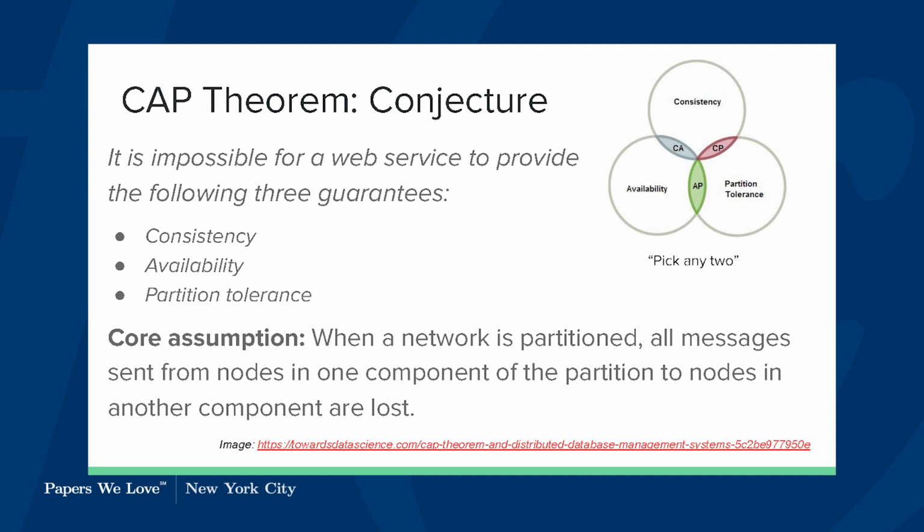Now, the core assumption here, as I alluded to before, is that when a network is partitioned, all messages sent from nodes in one component of the partition to nodes of the other component are lost. Meaning, if there are two nodes, A and B, on opposite sides of the partition, there is no node C that I can send messages to that can see both sides. We'll get into why that's not completely fair. You don't want to stop thinking there about network partitions.